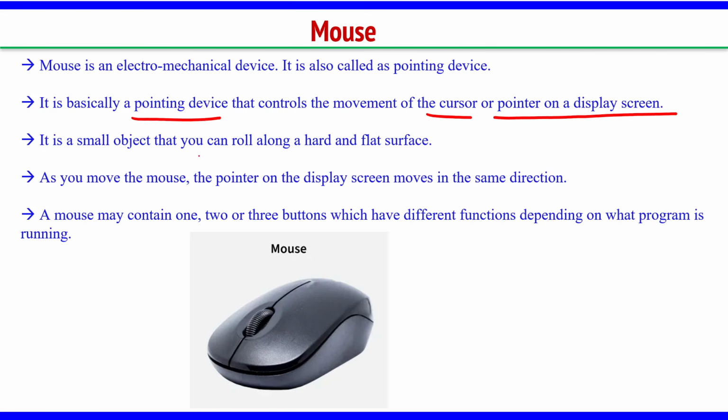It's a small object that you can roll along a hard and flat surface. So you definitely need a flat surface to use the mouse. As you move the mouse, the pointer on the display screen moves in the same direction. Whichever direction you are moving your mouse, the pointer moves the same way. A mouse may contain 1, 2 or 3 buttons which have different functions depending on the program.